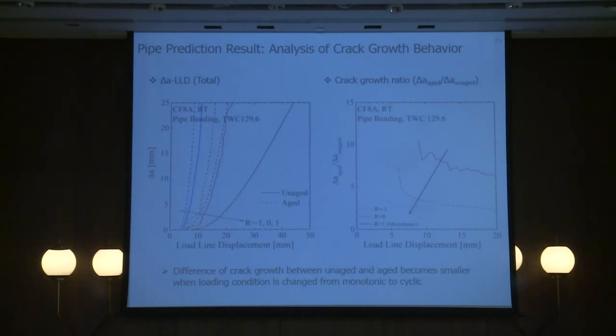So to find the tendency, I divided the delta a of the aged one by the delta a of the unaged one. The calculated data is shown here, and in this, the red line means the monotonic, and the blue line means the load ratio of R equals minus one. So when you see this data, you can find out that the difference of crack growth between unaged and aged becomes smaller when the loading condition is changed from monotonic to cyclic.